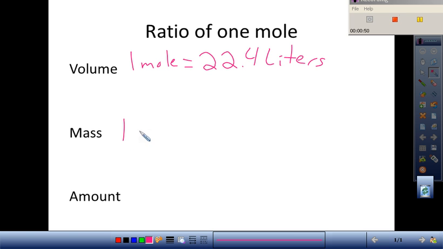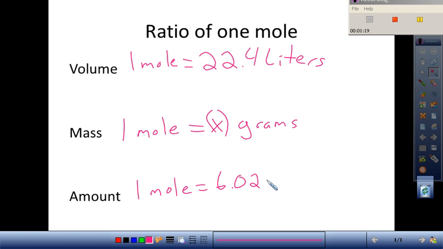If I say, what is the mass of a mole? Well, 1 mole, the mass of that, is in grams. How many grams? Well, it depends. Depends what the element is. The only way I can figure out the mass of every single element is to go to my periodic table. And I look it up, and it'll tell me how many grams it is. What about the amount? How many things are in 1 mole? Well, there's always Avogadro's number of things.